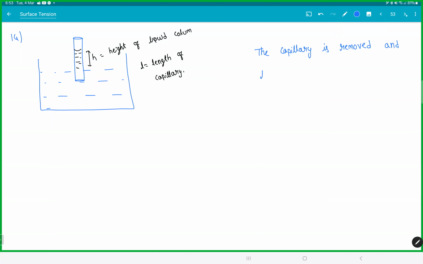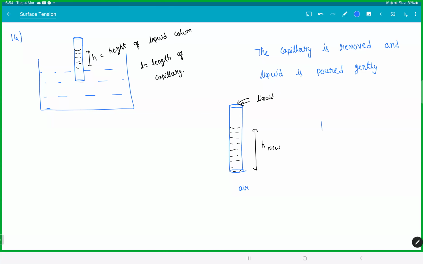And liquid is gently poured inside. Meaning you took out this capillary here. This is also air. Now you started pouring the liquid here, drop by drop, drop by drop. Then we observe the liquid doesn't fall down, it actually gets stuck like this. This is the new height. Find new height. This will be a proper mains question.